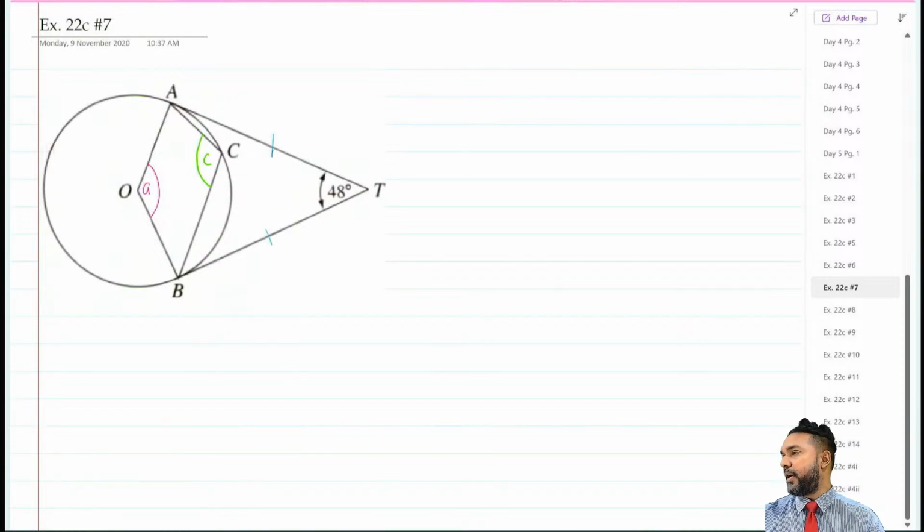Supplementary means that the two angles add up to 180 degrees. Oh, yeah. Like, I have no idea what this means. Like, I know it.